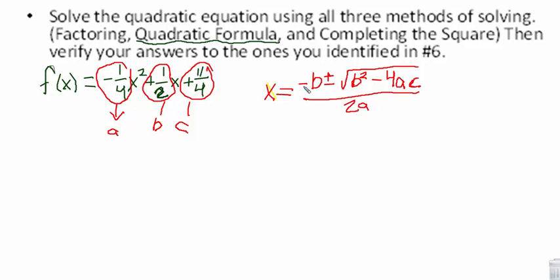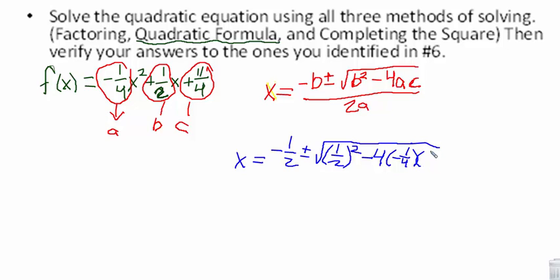Now, negative b means really the opposite sign of b. So my b is positive 1/2, so negative b would be, let me go ahead and do x equals negative 1/2 plus or minus the square root of, well, again, my b is 1/2, so I'm going to do 1/2 squared minus 4. My A is negative 1/4. And my C is 11/4.